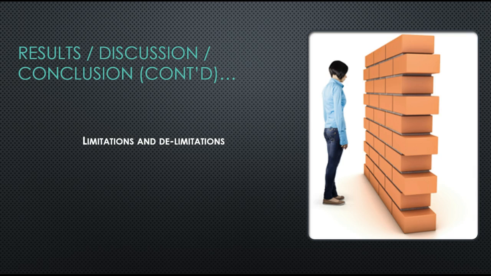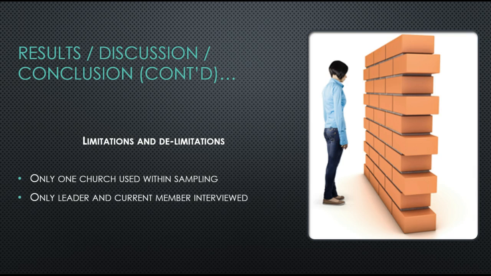Okay, so there were some limitations, and we'll cover those very quickly. One, there was only one church used within the sampling. It would have been helpful to use multiple churches, different denominations, and even different perspectives of church membership, from those of no process to a casual process all the way to a formal process. The one that I used has a very formal process.